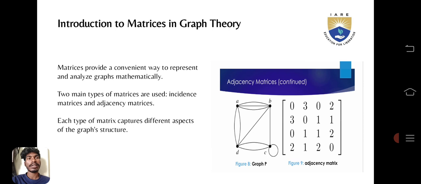Introduction to matrices in graph theory. Matrices provide a convenient way to represent and analyze graphs mathematically. Two main types of matrices are used: incidence matrices and adjacency matrices. Each type of matrix captures different aspects of the graph structure.